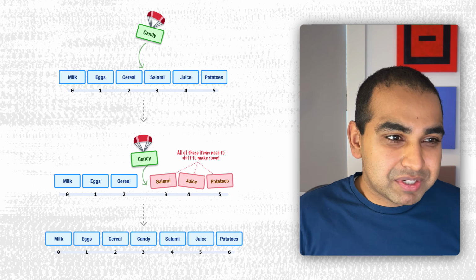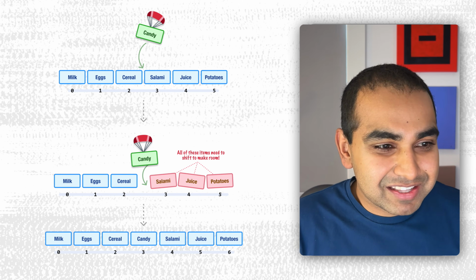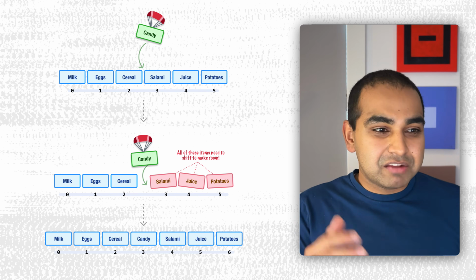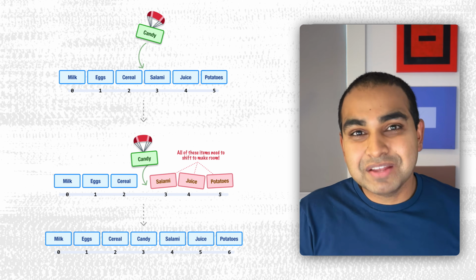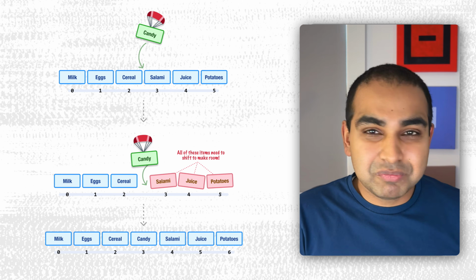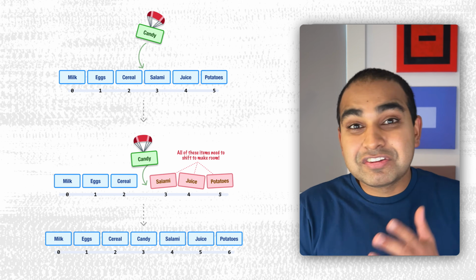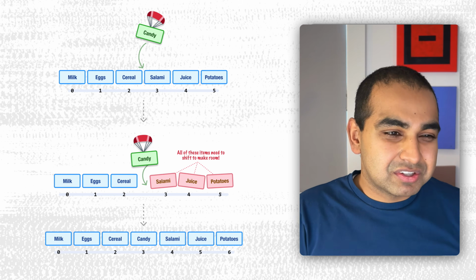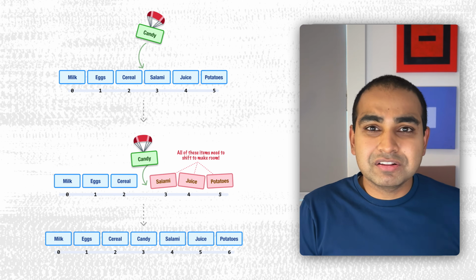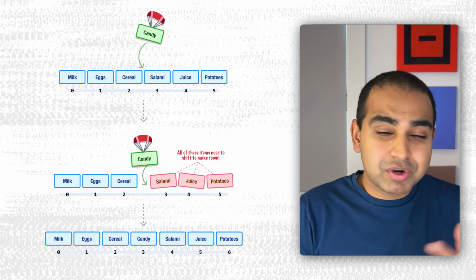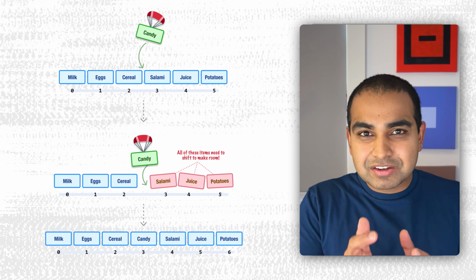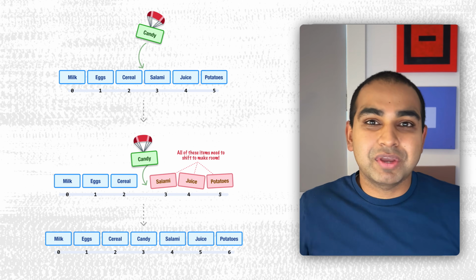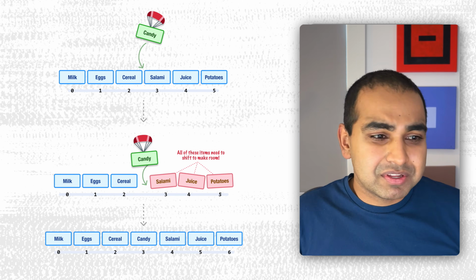So salami, juice, and potatoes can no longer be at index positions 3, 4, and 5. They need to be shifted over, where now candy takes the position of salami, at index position 3, and every subsequent item has a higher index position. So you can kind of see how the work involved to add an item to the middle, or anywhere that's not the end, requires taking into account every item that's going to be following it and readjusting its index positions.